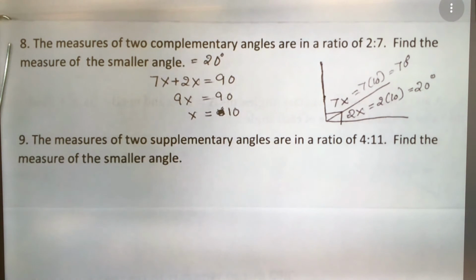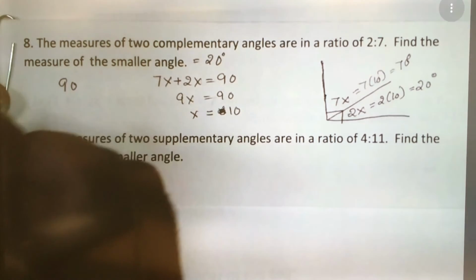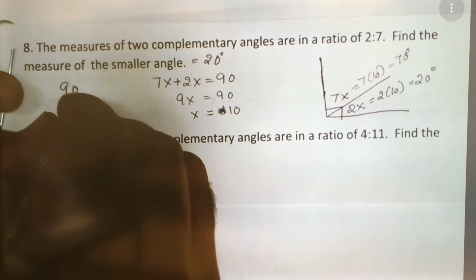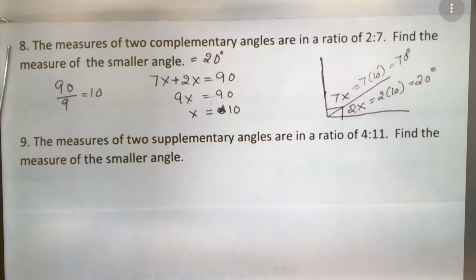So we have complementary angles. So our total angle is complementary. That means our total angle is 90 degrees. So we have to cut that 90 degree angle into 9 pieces. When I cut into 9 pieces, one piece is 10. Look here, when you do that, I get x is equal to 10. So one angle will take 2 of the pieces, that becomes 2 times 10 is 20, and the second angle will take 7 pieces. So the second angle will become 7 times 10 is 70. So that way also we can find it out.